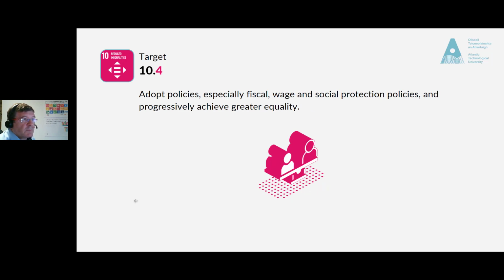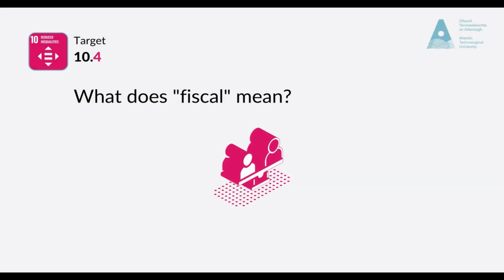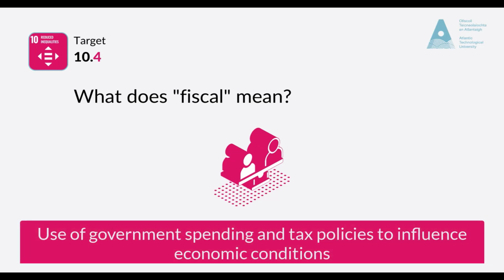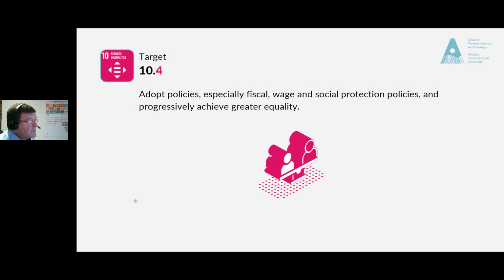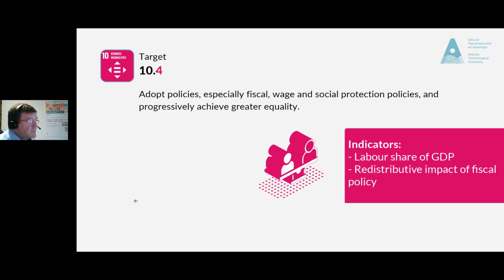Target 10.4: adopt policies, especially fiscal, wage and social protection policies, and progressively achieve greater equality. A fiscal policy refers to the use of government spending and tax policies to influence economic conditions. The indicator for this is the labour share of GDP and the redistributive impact of fiscal policy.